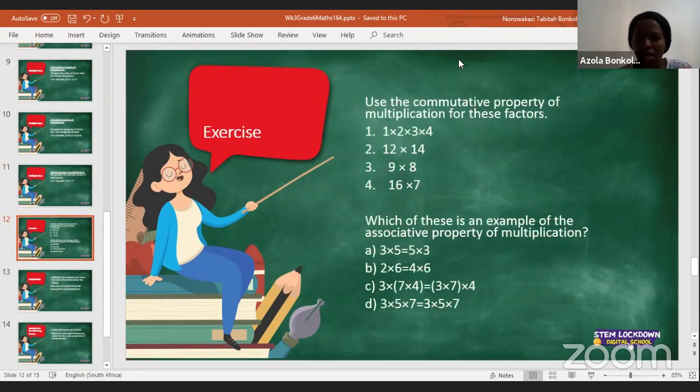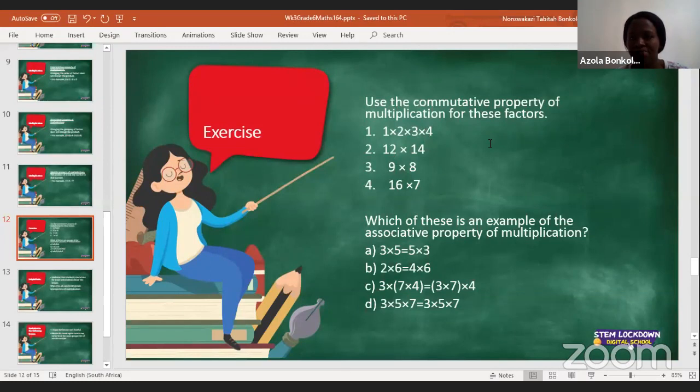Okay, can I have someone who is going to answer? It says use the commutative property of multiplication for these factors. We'll do it as we did with the addition, where you tell us which numbers you are grouping, or which numbers you are moving around, or what number is added to 0. And then you give us the answer. Can I have someone that is going to answer?